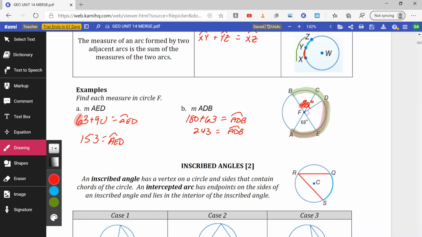So we had to do a little bit in order to figure out the missing angle, add them together, and I get an interior angle of 243 degrees. And again, the interior angle is going to be the same measure as the arc we are trying to find. So arc ADB is also going to be 243. So basically, that is your basic beginner information when it comes to figuring out angle measurements, arc measurements, and arc segment addition.